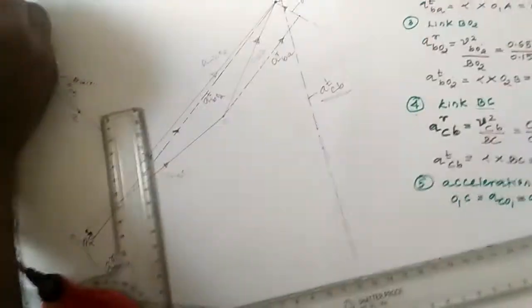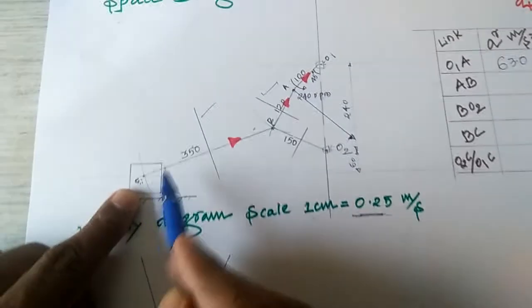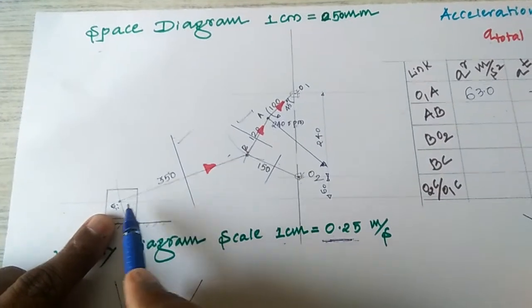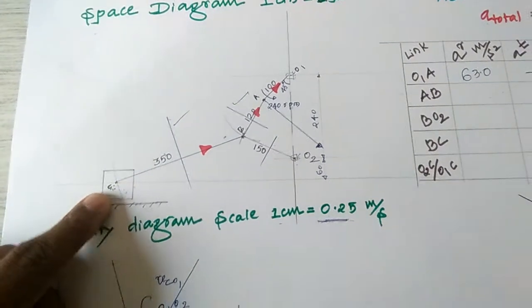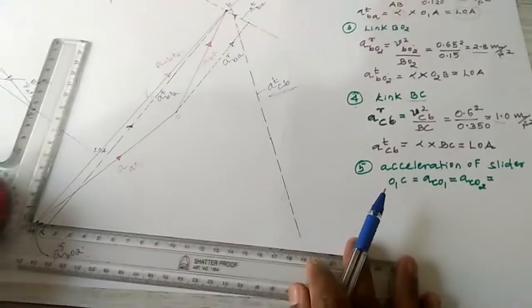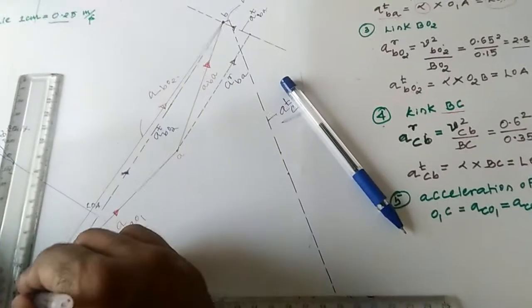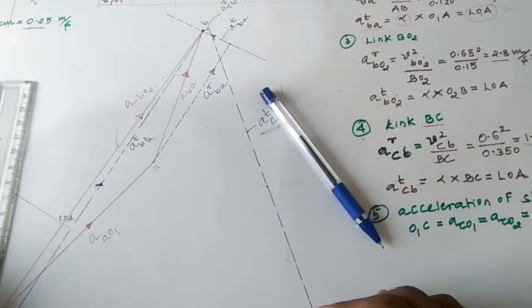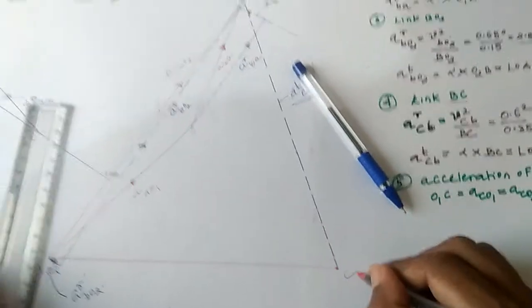Now come to this one: acceleration of C with respect to O2. For the slider, a total acceleration will be there, along the direction of motion of the slider. That is exactly horizontal, I draw that. You take it exactly horizontal, and this is the total acceleration. I mark this one. This comes as an intersection exactly here, C. Can you find it? This is C.